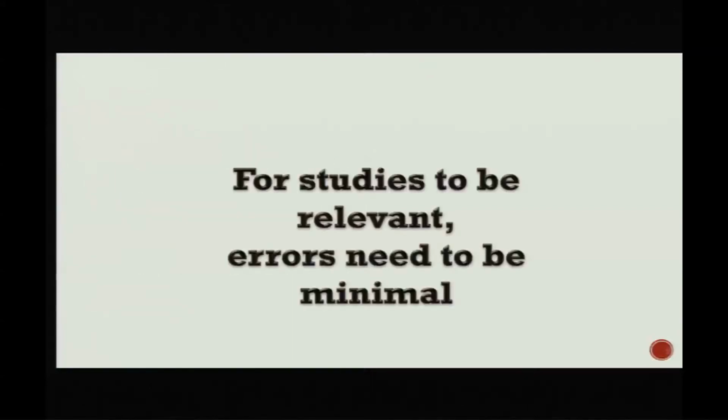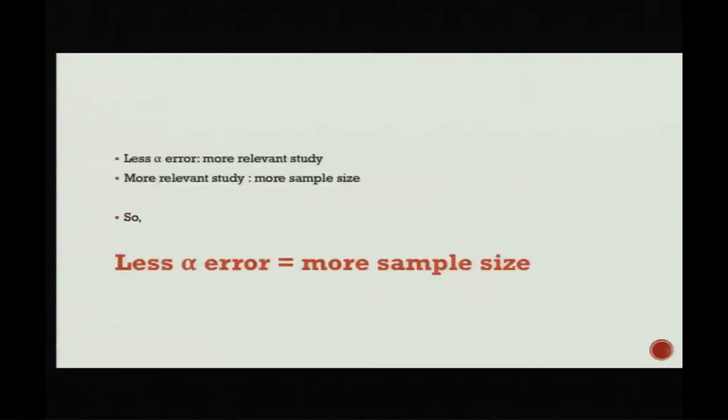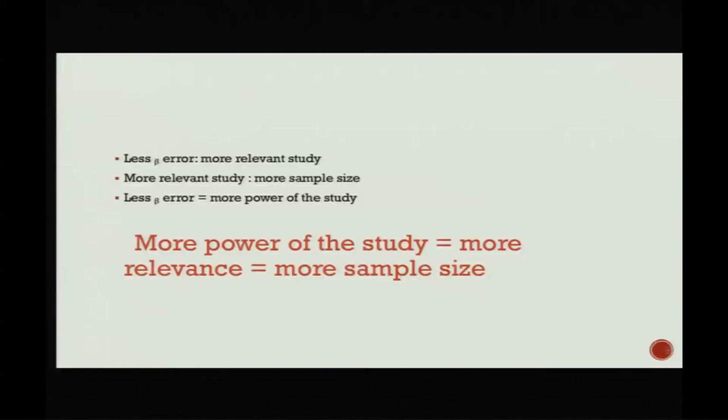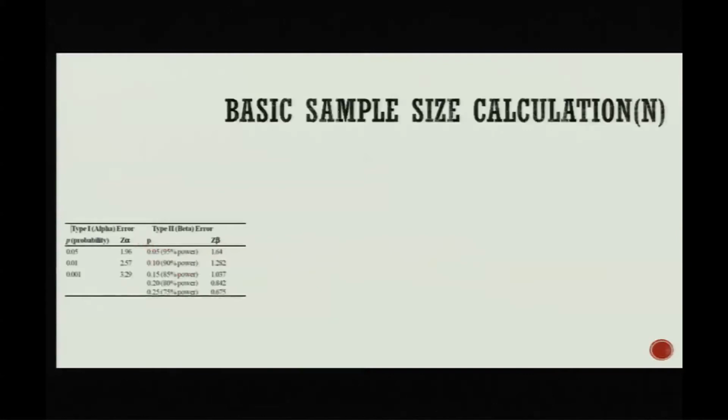So for studies to be relevant, the errors need to be very minimal. The less the alpha error, the more sample size you require. Similarly, the more the power of the study, the more sample size you need, or the less the beta error, the more sample size you need.